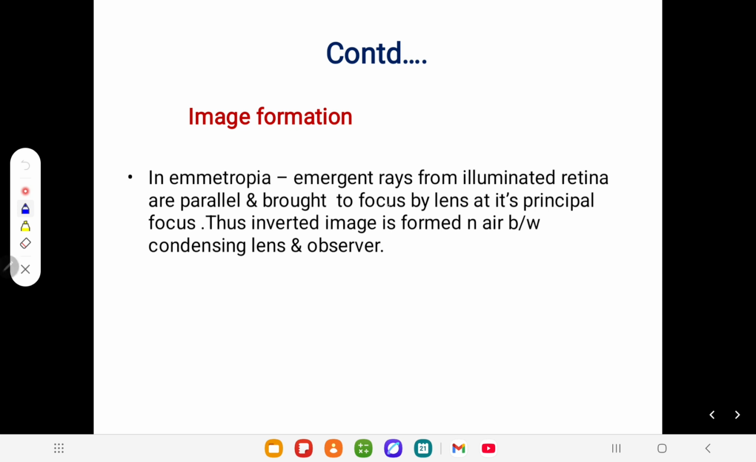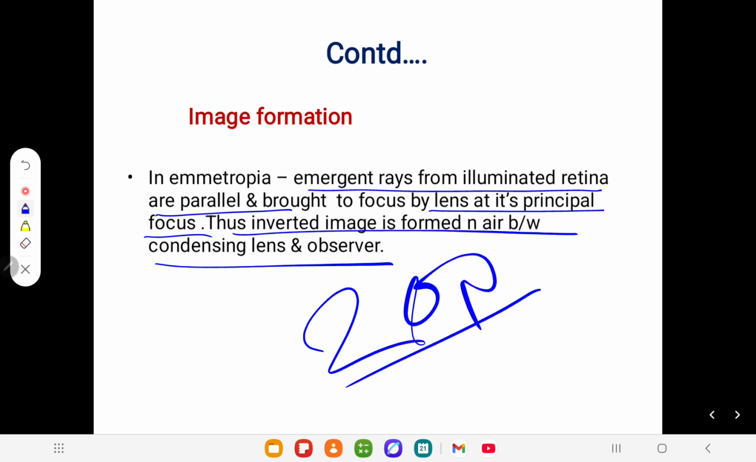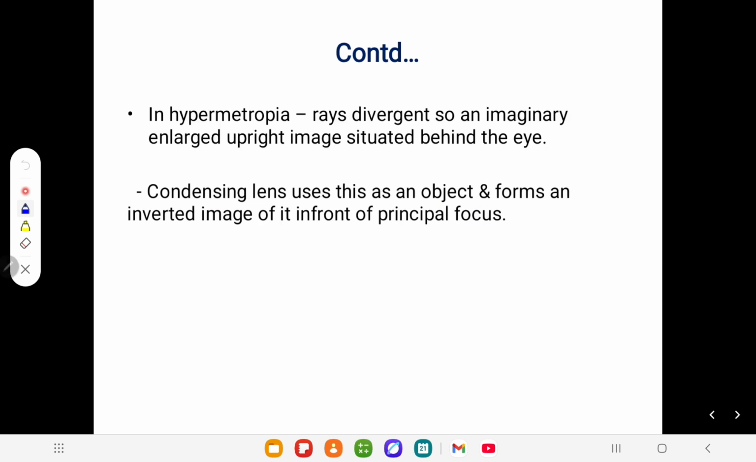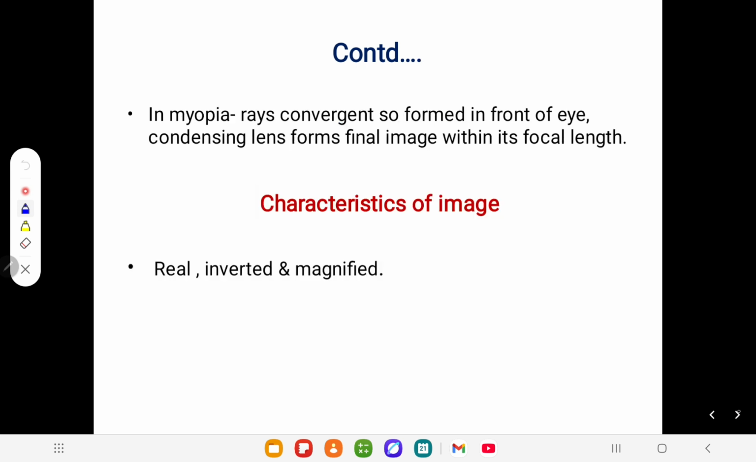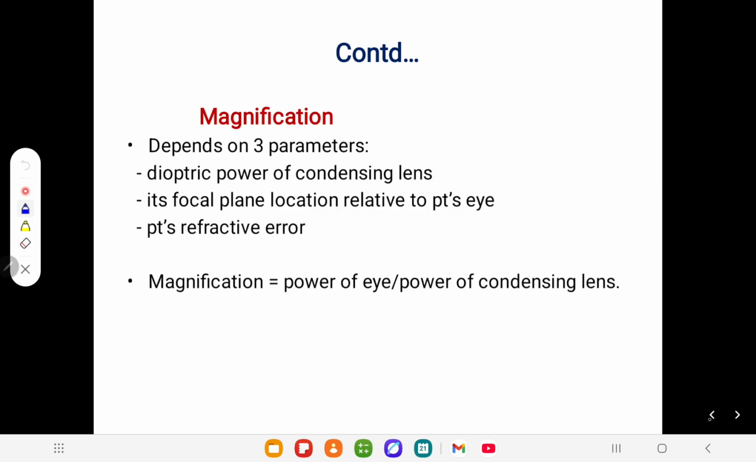In emmetropia, the emergent rays illuminated from the retina are parallel. In hyperopia, they are diverging. In myopia, they converge, isn't it? By the focusing lens principle, the inverted image is formed by the condensing lens. No matter what, there will be an inverted image because we have a powerful lens like 20 diopter. You would have to have hyperopia of more than 20 diopter, which is very rare. In hyperopia, diverging light; in myopia, converging light is coming out. So, in conclusion, a real, inverted image.